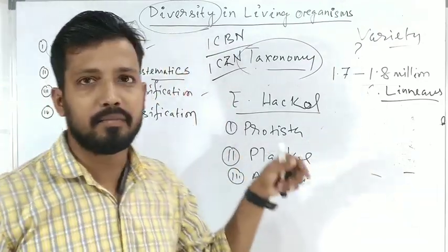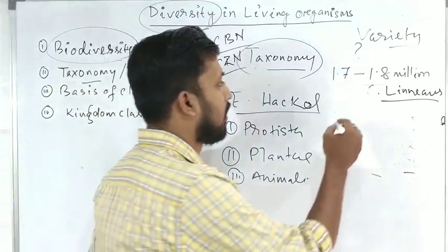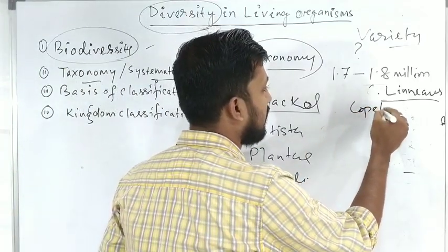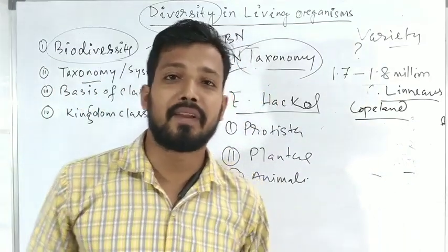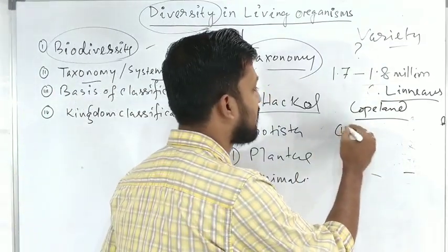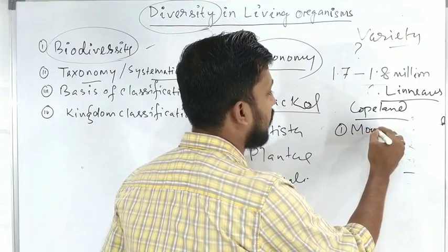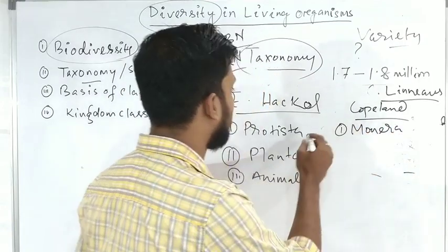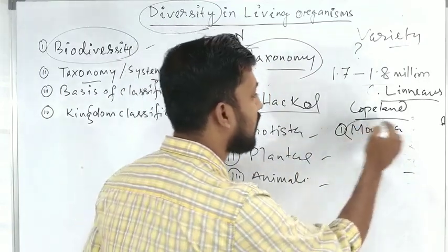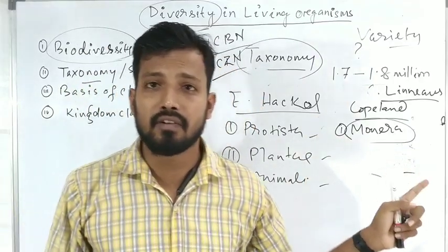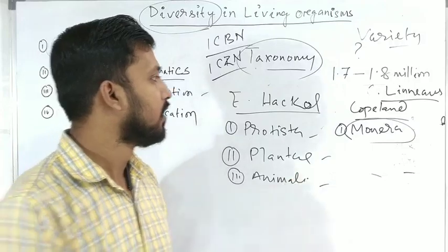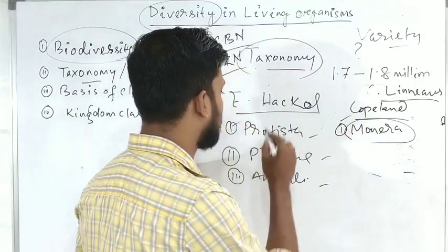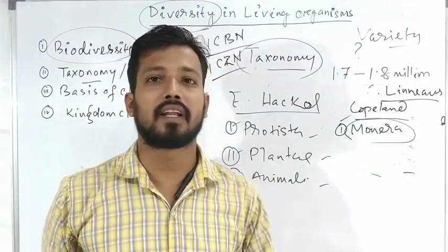After him, another scientist named Copeland classified all the organisms into four different kingdoms. He introduced a new kingdom, that is kingdom Monera, then Protista, Plantae and Animalia. In Monera, he placed unicellular organisms, but they are prokaryotic. So Monera, Protista, Plantae and Animalia, four kingdoms.